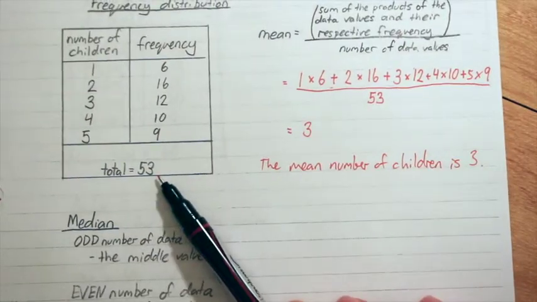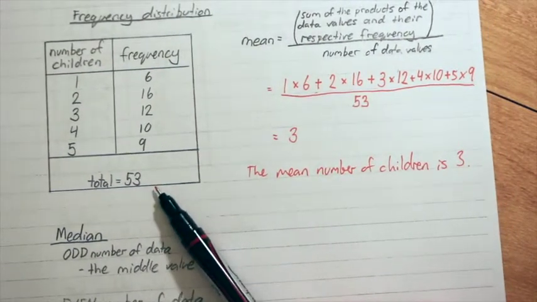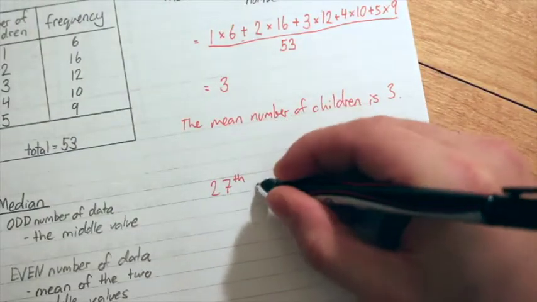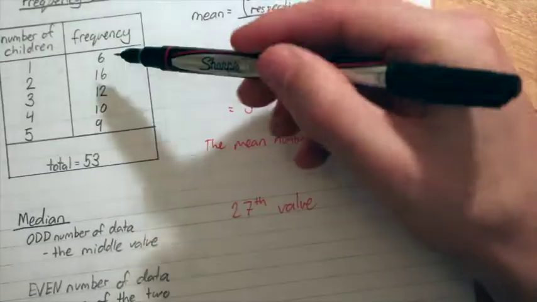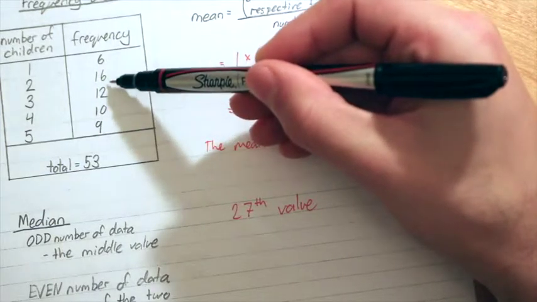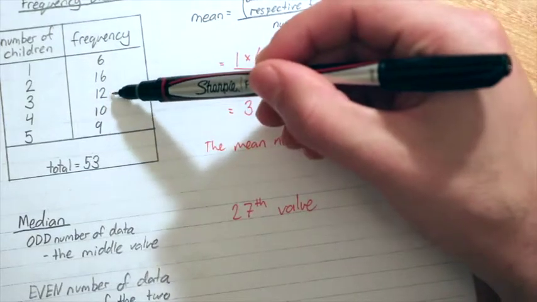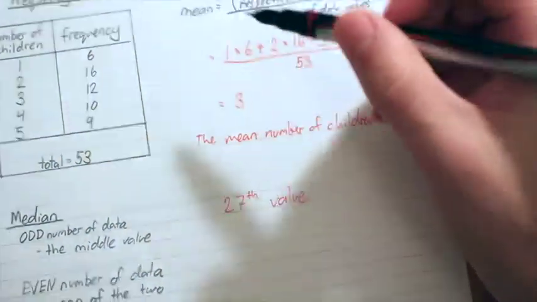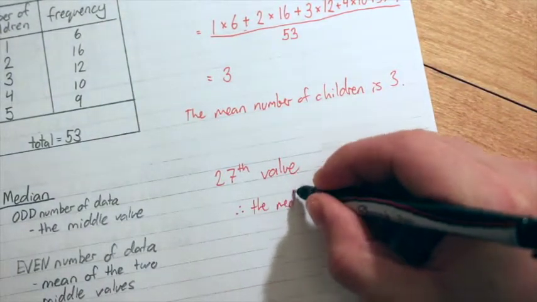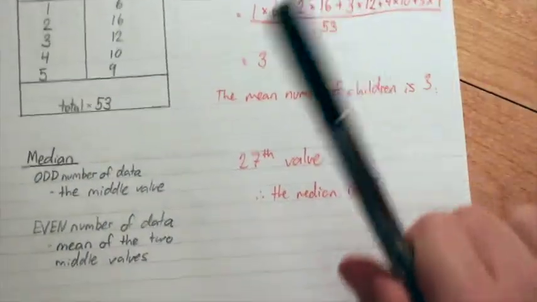So if there are 53 data points, then the middle point is going to be the 27th value. So just go through it. This will be the 6th, the 24th. Aha! If that's the 24th value, then the 27th value is going to be in here, so it's going to be 3 as well. So therefore, the median is 3. So far, so good.